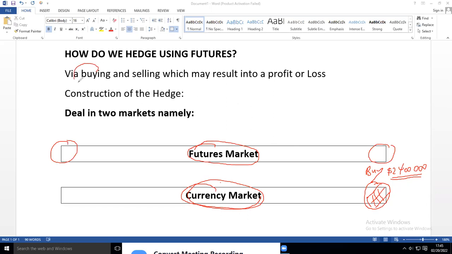It's through buying and selling. And through the buying and selling, at this point and that point, you are likely to come up with a profit or a loss. So what's the idea? The idea is that through the buying and selling at these two points, the results that you get here will help you to cushion whatever happens here. The impact of what happens now when you're buying your dollars here should be cushioned by the results from your futures market.